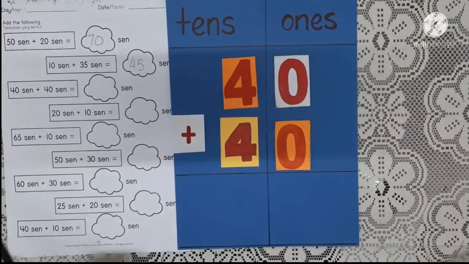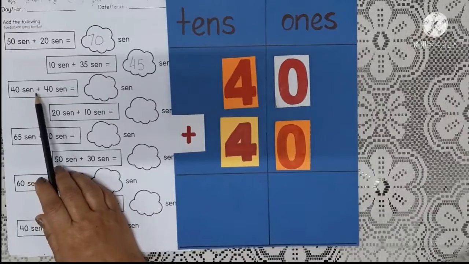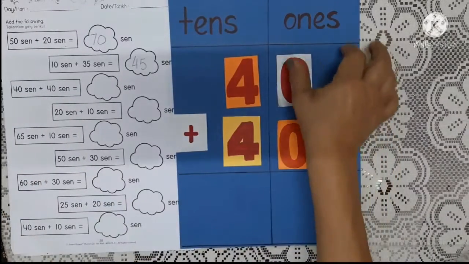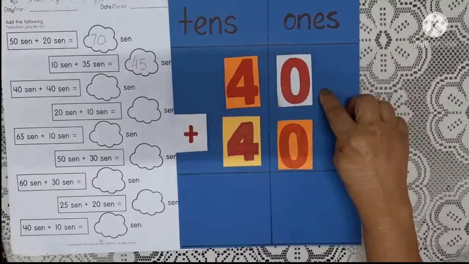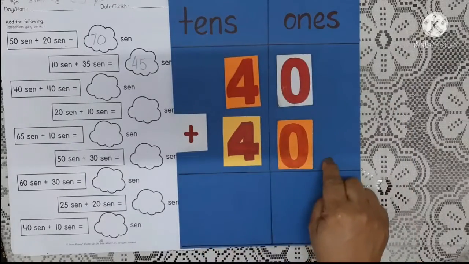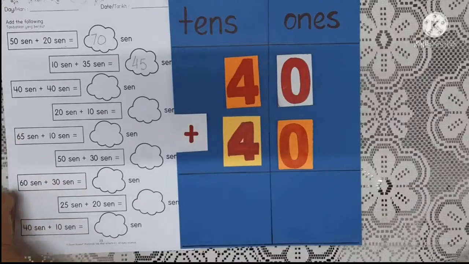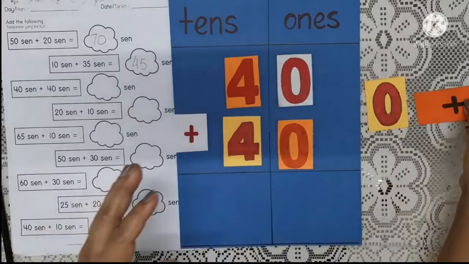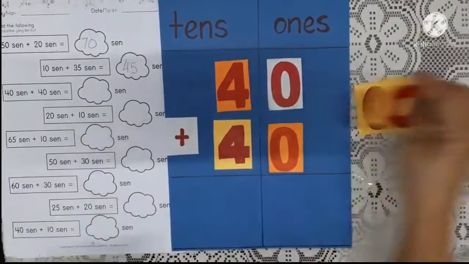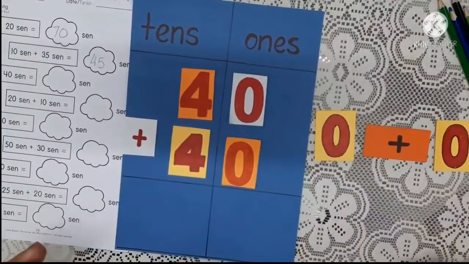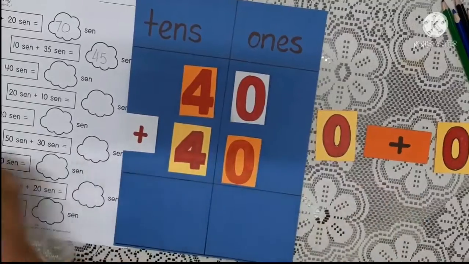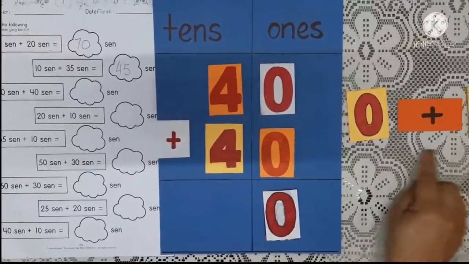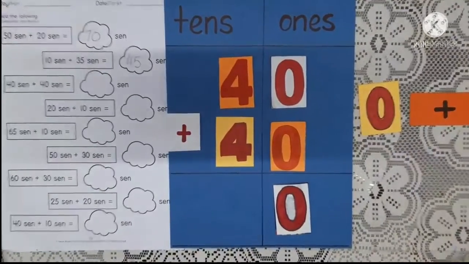Okay. Now children, the next question. 40 cent plus 40 cent. Now let's do the ones column first. 0 plus 0 equals to 0 because we are not adding anything.